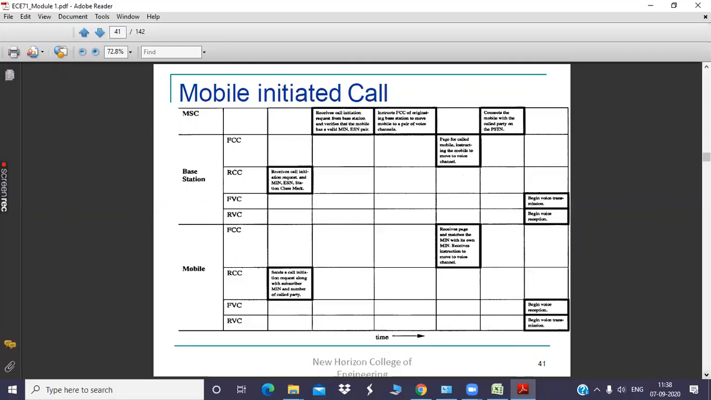Now here the call is being initiated by the mobile. So from where should I start? Initiation by mobile means from here. What is the first step? The mobile will send a call initiation request along with the subscriber MIN. The subscriber MIN means to which subscriber it has to send the call. So the destination mobile identification number will be sent along with the request to the base station. Through which channel? Is it forward or reverse? You have to respond.